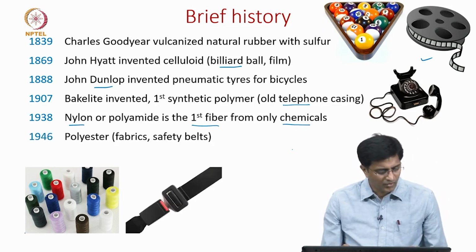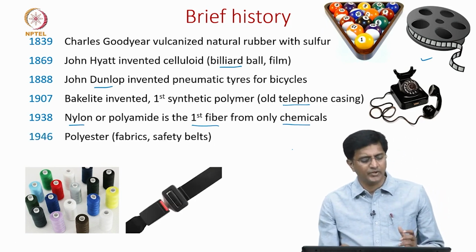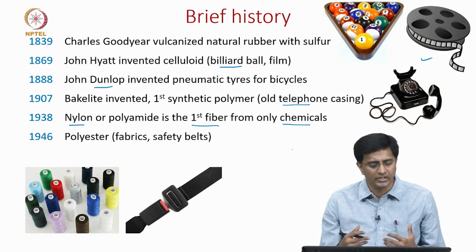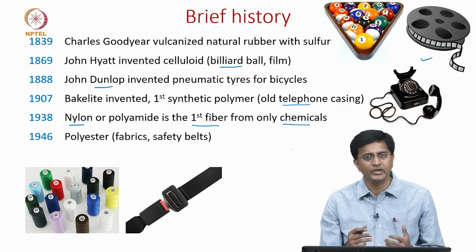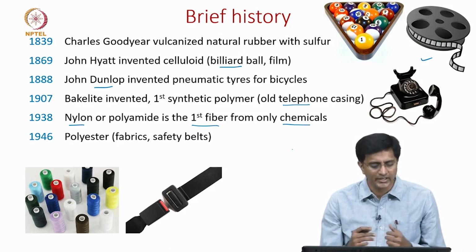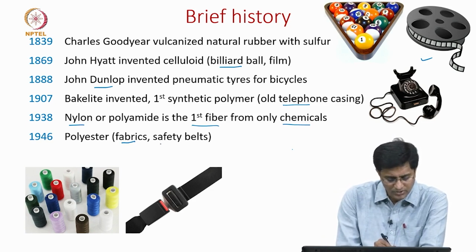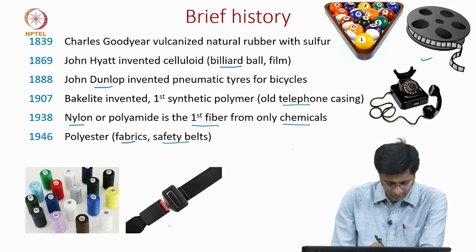Next, in 1946, polyesters were invented. These are again clothing materials, but they have very good properties, like they are wrinkle free as well as they can be dried easily. So, they have been used in fabrics. They are also used in safety belts, such as shown here.